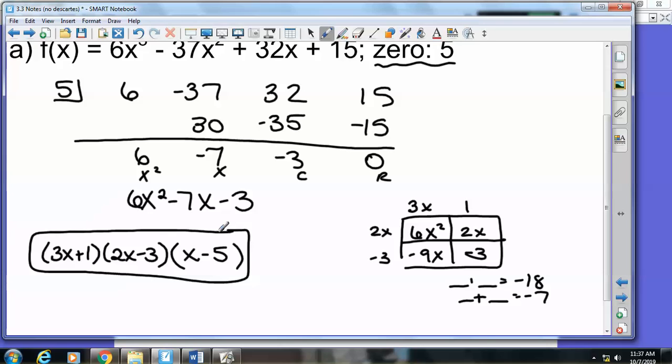The general rule of thumb: if it's an x cubed, you're probably going to have 3 parentheses. For x to the 4th, you're probably going to have 4. There are exceptions if we get into a quadratic that doesn't break down any further, but as a general rule, the highest power tells you how many parentheses we should have. Any questions right there?